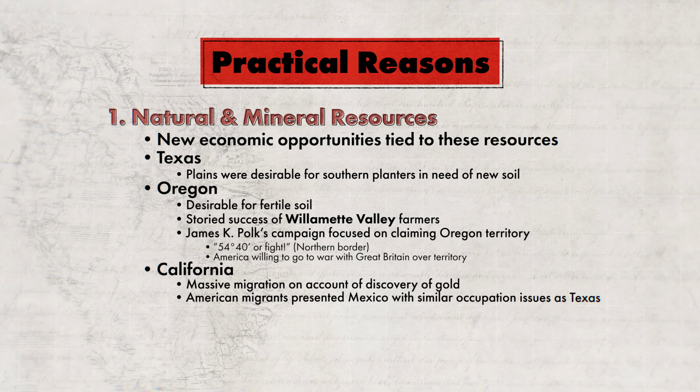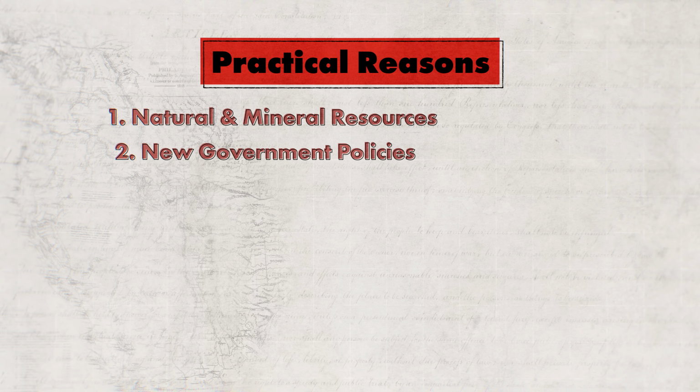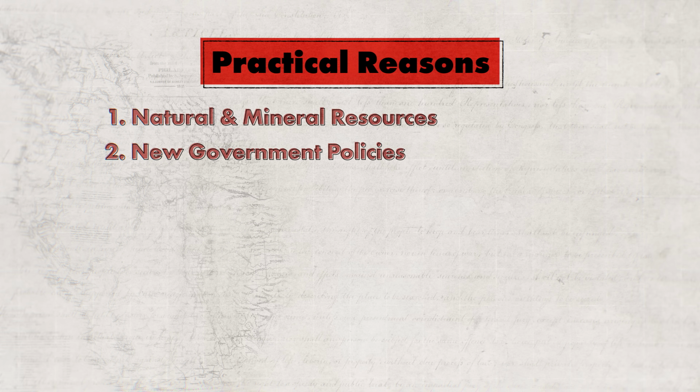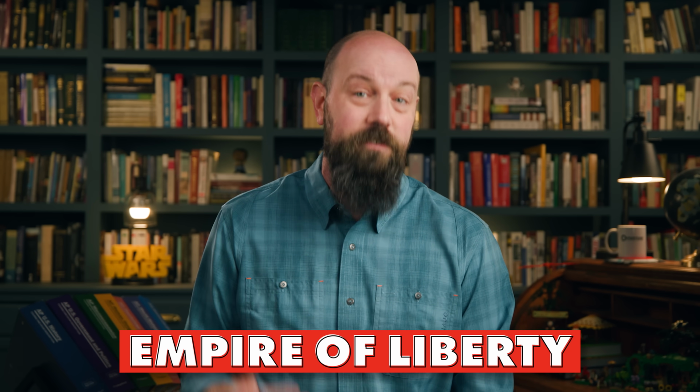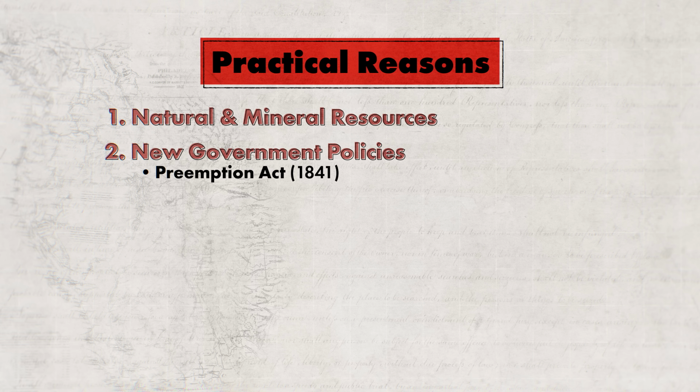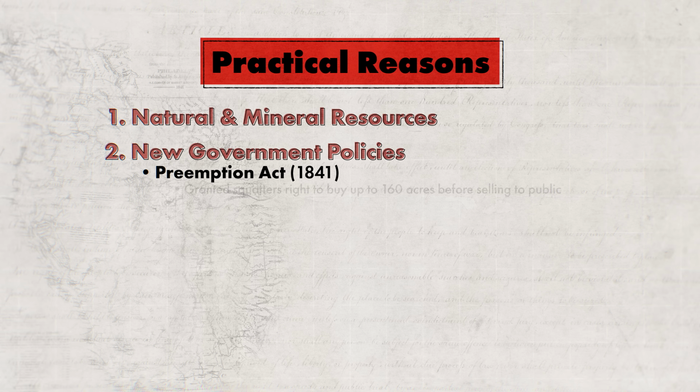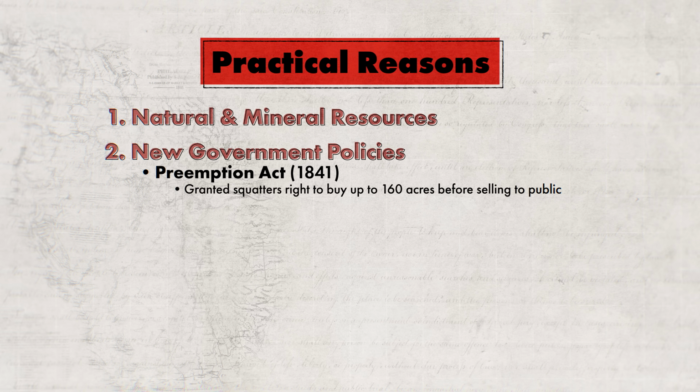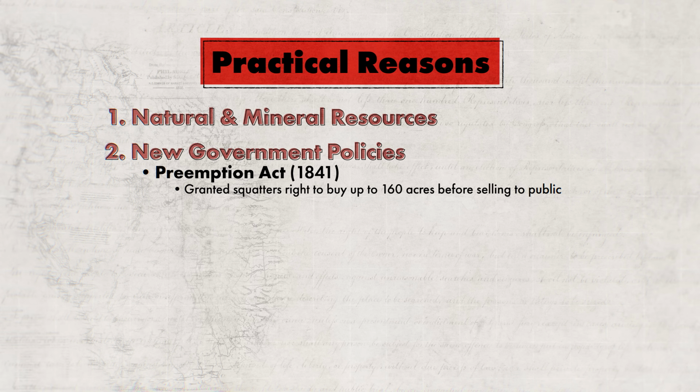Okay, now let's move on to the second practical reason for the flurry of westward expansion during this period, and that was new government policies encouraging settlement of the West. And this effort had deep roots in the old Jeffersonian vision of the United States as an empire of liberty for the yeoman farmer. So first, in 1841, Congress passed the Preemption Act, which granted squatters the right to buy up to 160 acres in the Western Federal Territories before they went up for sale publicly.